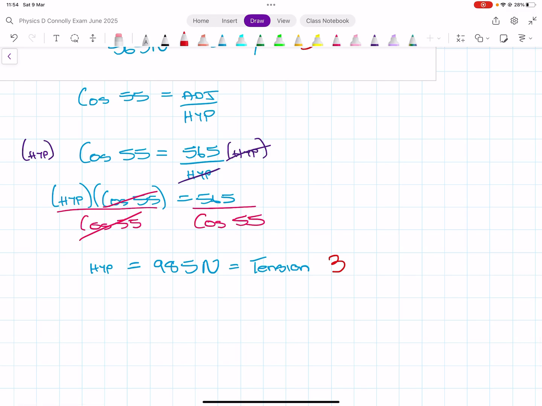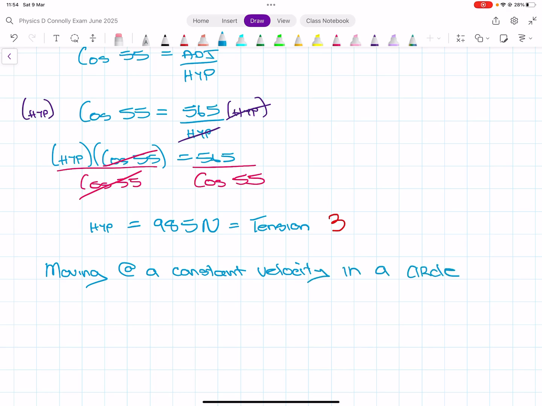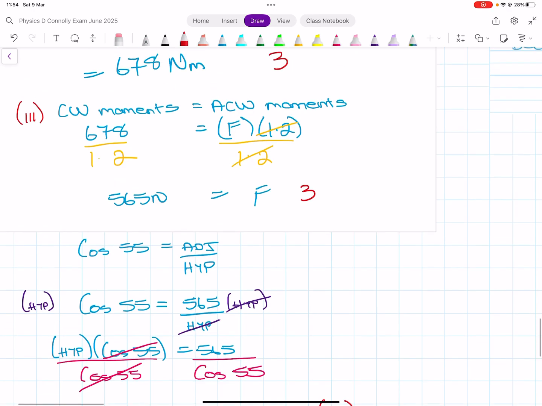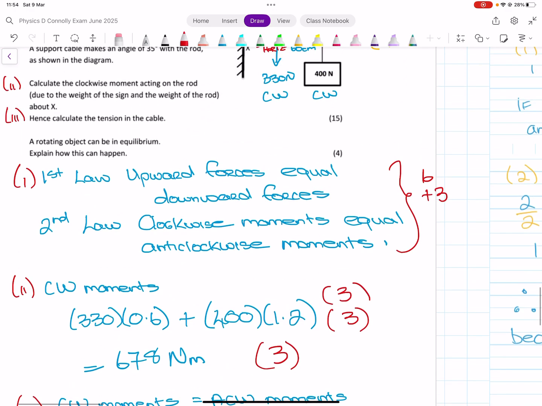And then the final part: the rotating object can be in equilibrium. How can this happen? Basically it's moving at a constant velocity in a circle. The forces are balanced. It's not speeding up, not slowing down. It's moving at a constant velocity, just doing so in a rotational way. That's worth 4. All right, so that is finally the whole test done. Take your time, go through it and let me know.